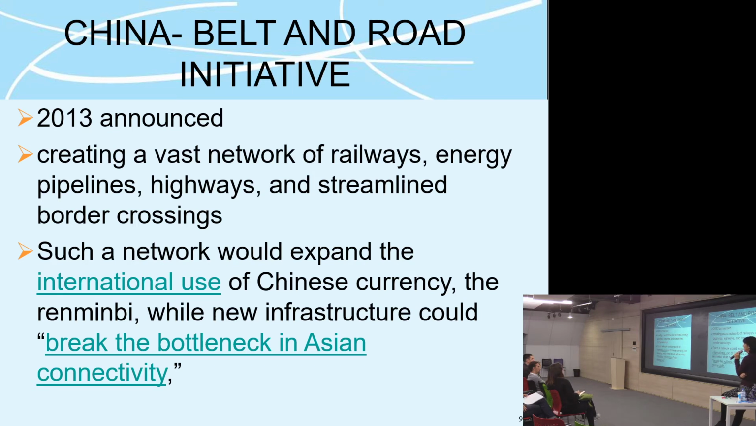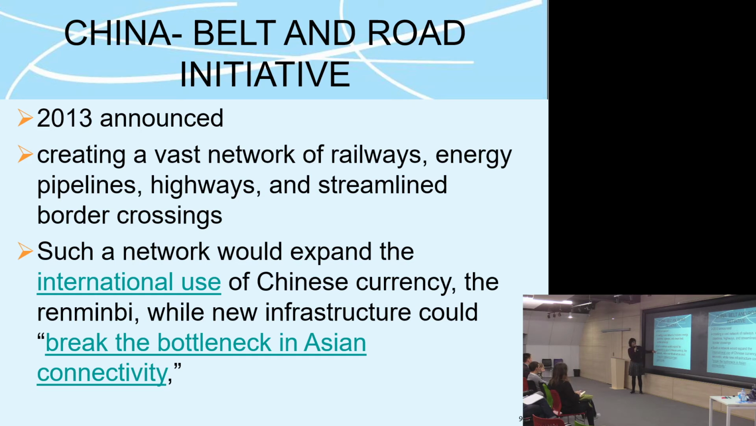Okay, now you heard it tonight. This is a very, very important new initiative that was initiated by the Chinese president in 2013. As you can see, it has a really comprehensive agenda, basically creating a vast network of railways, energy pipelines, highways, and streamlined border crossings. So in this way, we can see that it's very much focused on infrastructure: how we connect all those countries in Asia, from China going west to Europe.